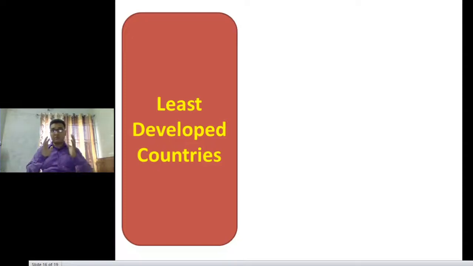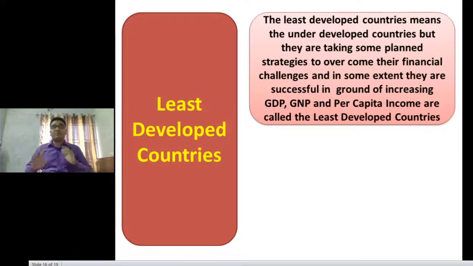Yes, so now I am going to discuss the last topic of our today's class, that is the least developed countries. Basically, least developed countries are called the underdeveloped countries, or sometimes this type of countries are called the developing countries. Okay, yes, students. So this is the definition of the least developed countries.